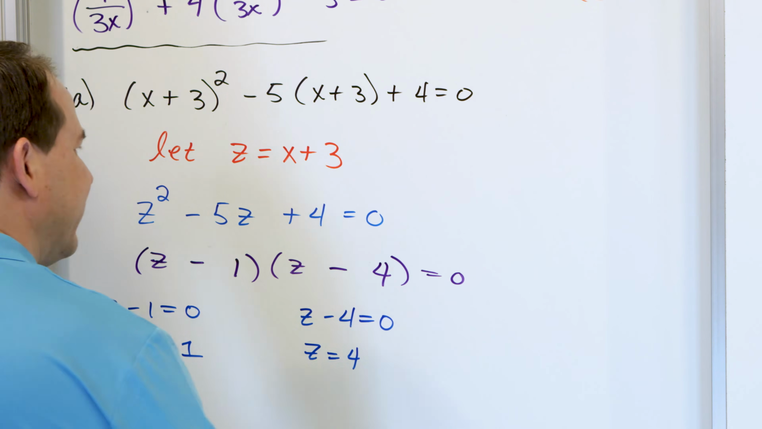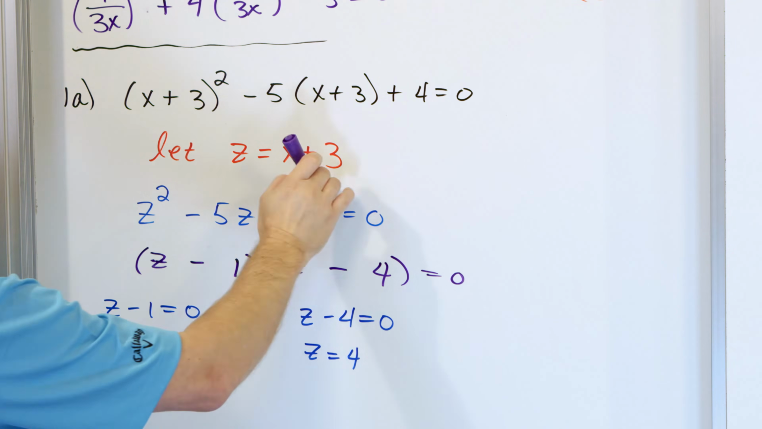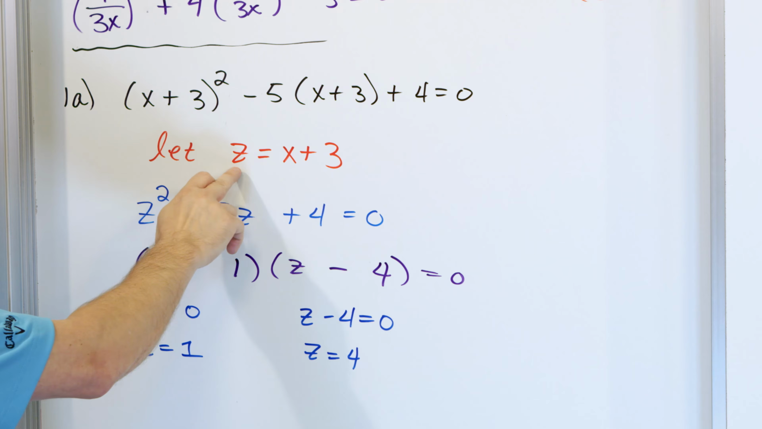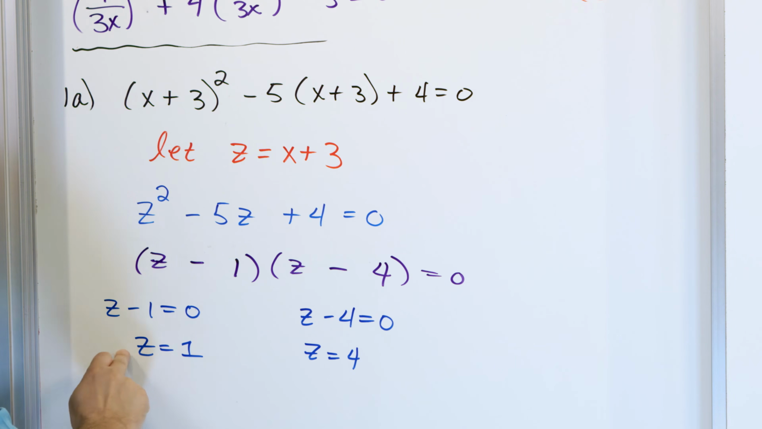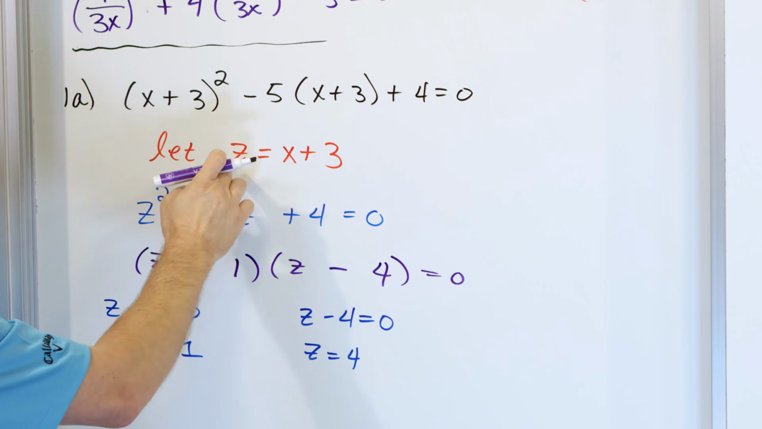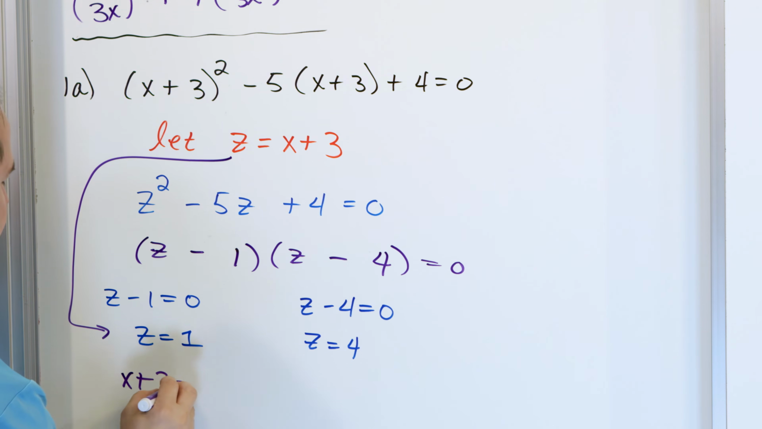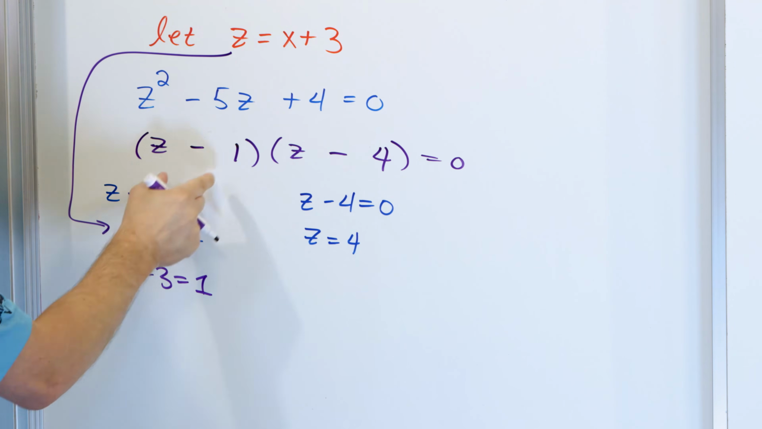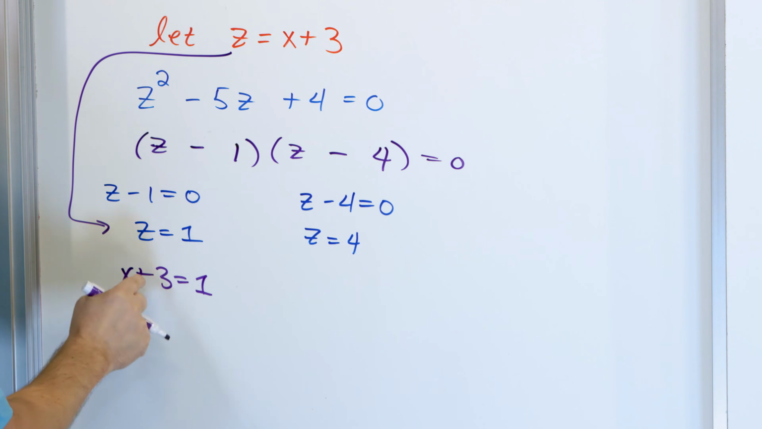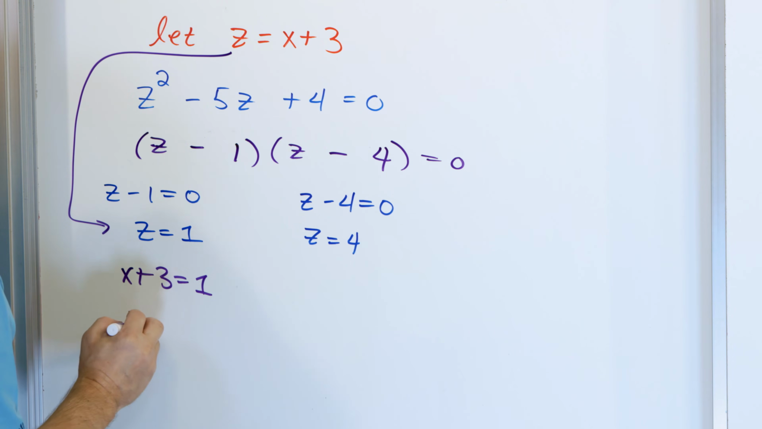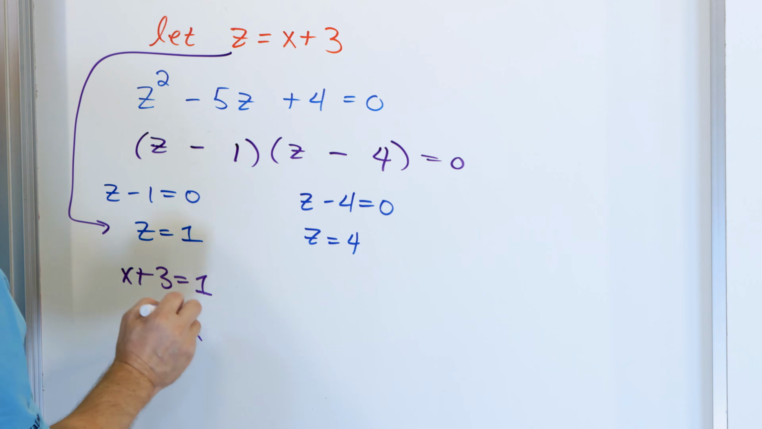So then what I can do, since z was equal to this to begin with, is I go put it in here. Z can be substituted back into these answers because that's what z is equal to. So if I take this and stick it back in here, then I'm going to have x plus 3 is equal to 1. Because I just stick this on the left-hand side, it's equal to 1. Now I move the 3 over by subtraction, x is equal to negative 2.